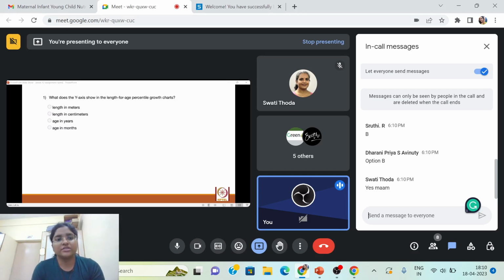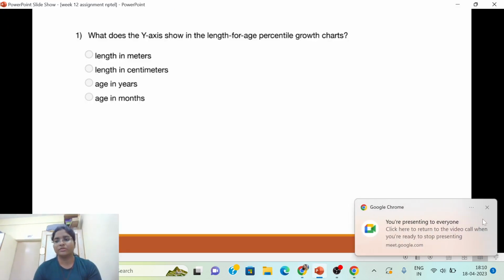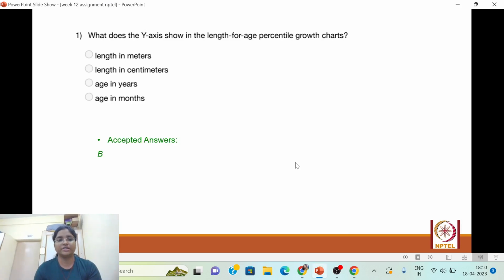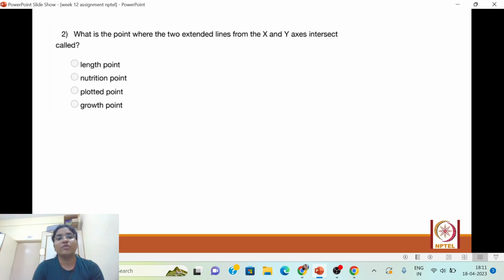What does the y-axis show in length for age percentile growth charts? Option B, is it? Let's see if option B is the correct answer. Yes, option B is the correct answer. Length in centimeters is for the y-axis given in length for age percentile growth charts. Move on to the next question. What is the point where the two extended lines from the x and y axis intersect called? Length point, nutrition point, plotted point, or growth point?